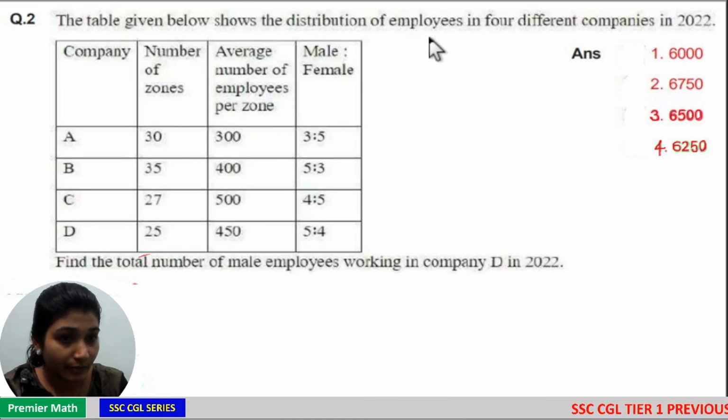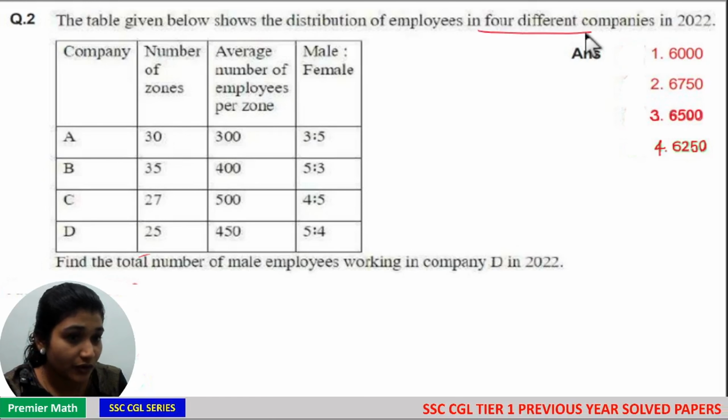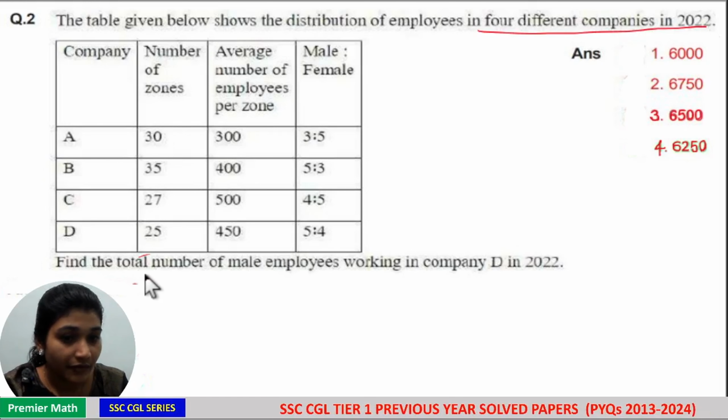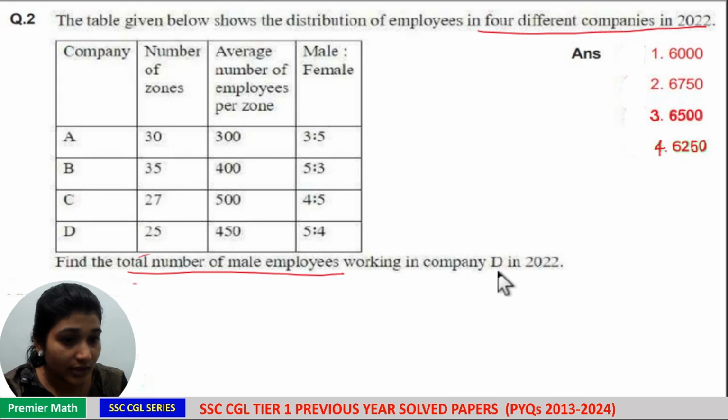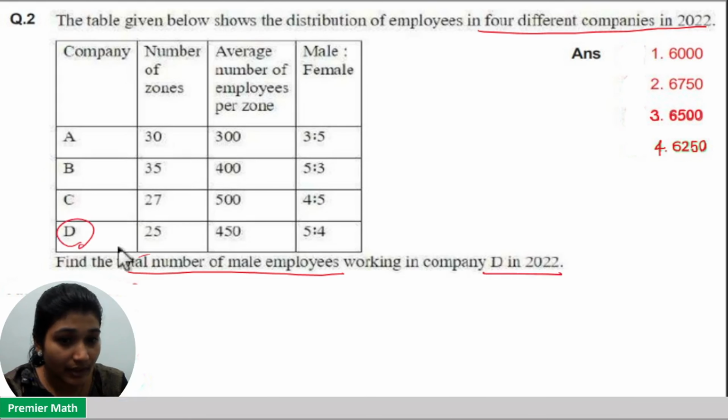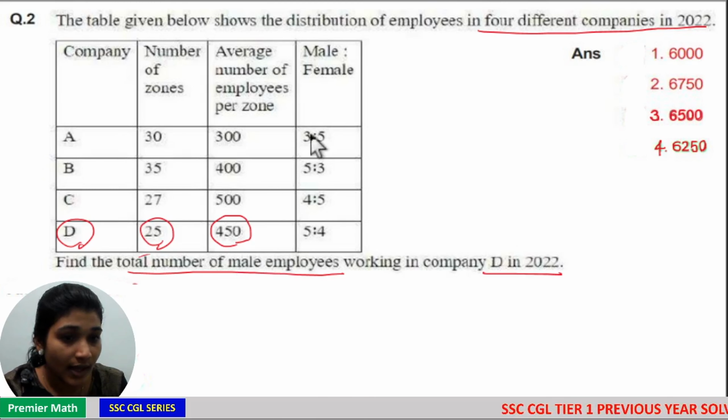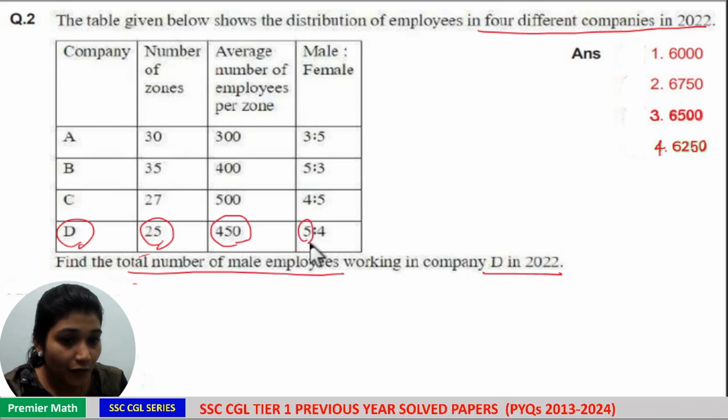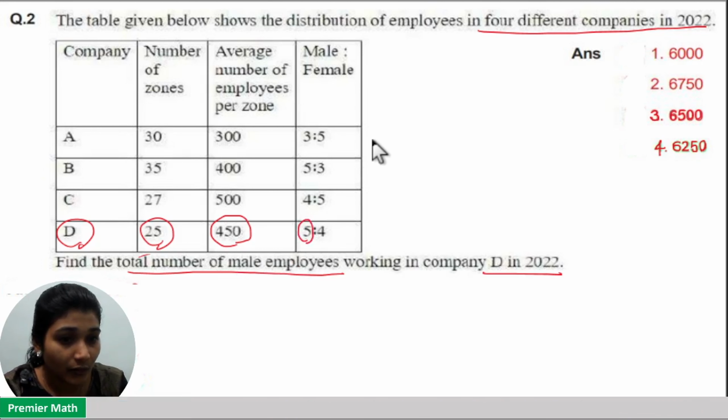The table given below shows distribution of employees in 4 different companies in 2022. Find the total number of male employees working in company D in 2022. In company D, total number of zones are 25 and average number of total employees per zone is 450, and male to female ratio is 5:4. That is, men are 5 parts out of total 9 parts.